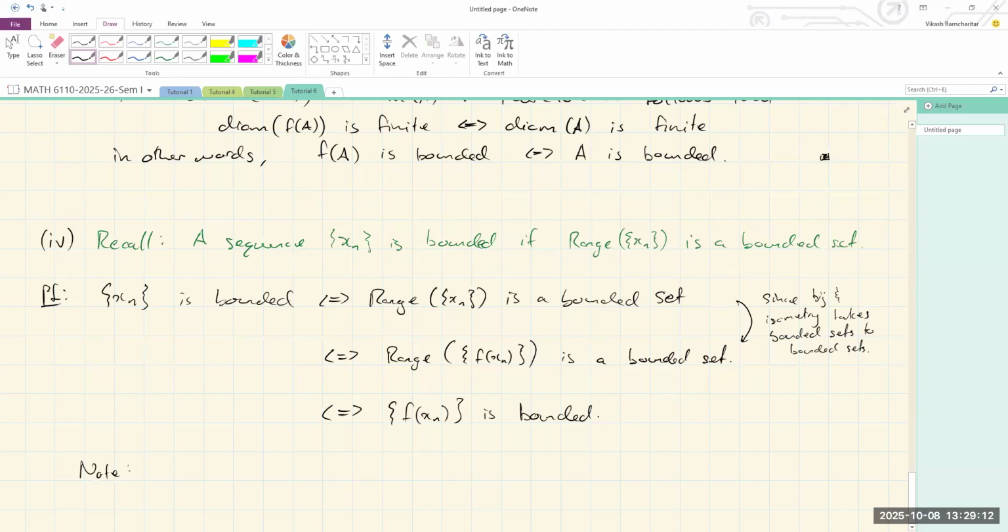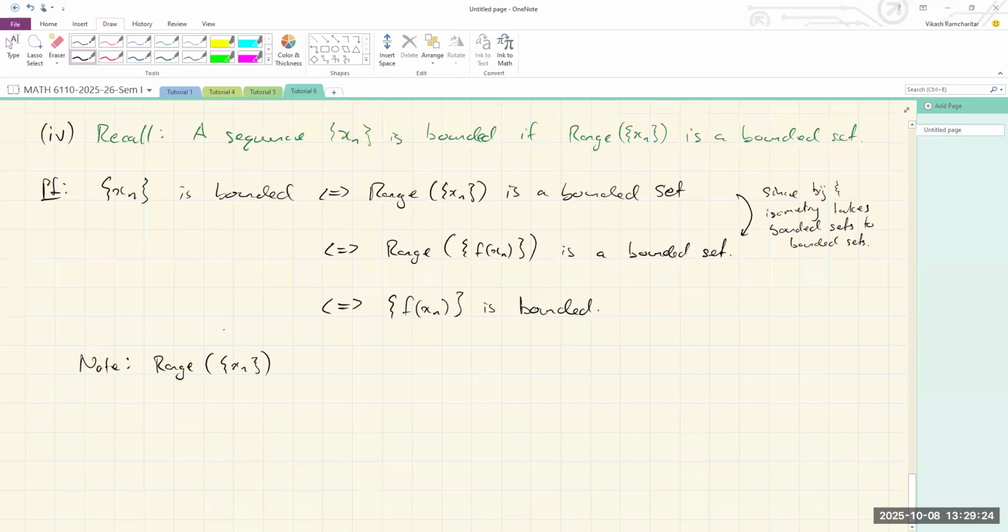So note these two sets: the range of this guy, sorry, f of the range of this guy, is equal to the range of f of xn. So lots of brackets. Maybe I can make it look simpler. How to make it look simpler? Okay, let's do it this way.